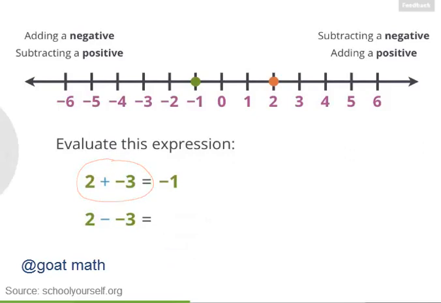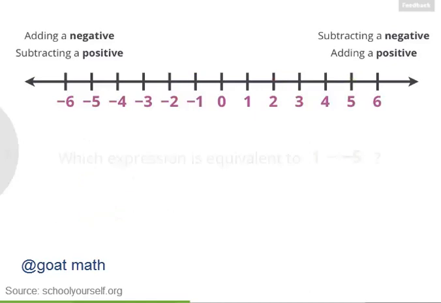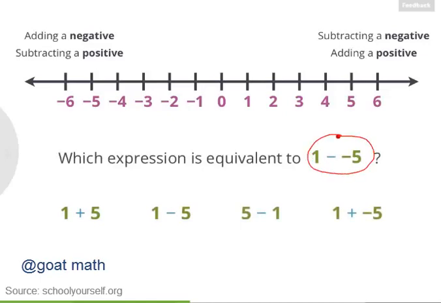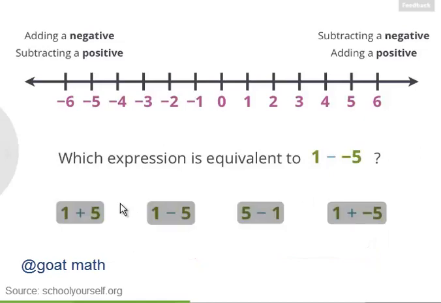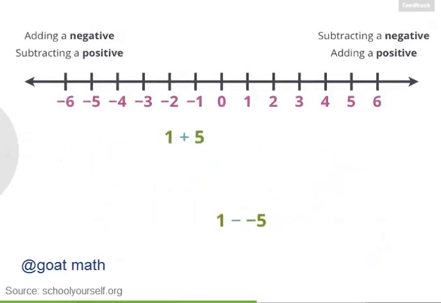Precisely. So if 2 plus negative 3 means move 3 to the left, then 2 minus negative 3 means move 3 to the right. So 2 minus negative 3 equals 5. So what do you notice about subtracting negative numbers? If you have an expression like 1 minus negative 5, then which of these other expressions is equivalent? Right. 1 minus negative 5 is the same as 1 plus positive 5.